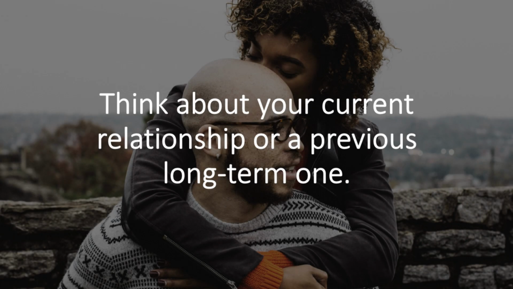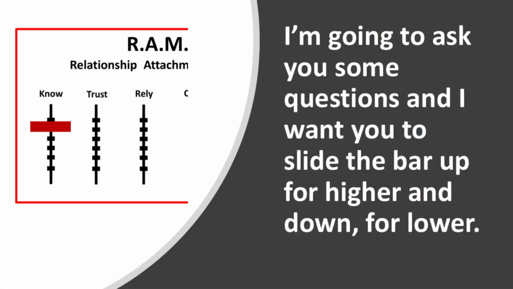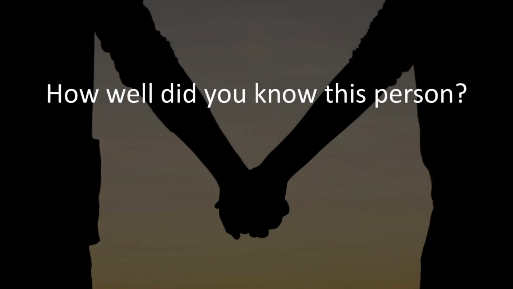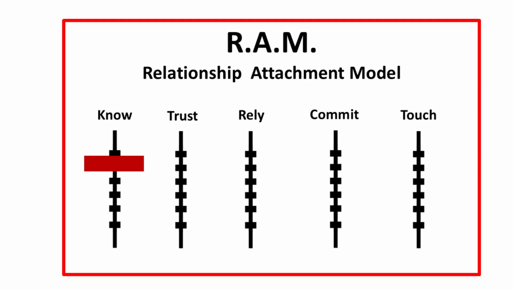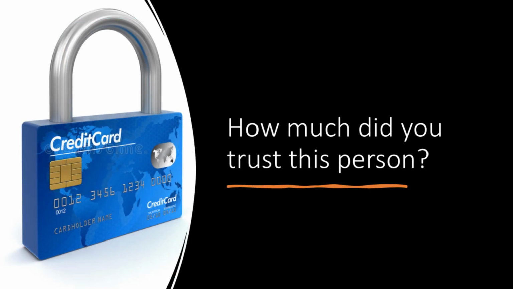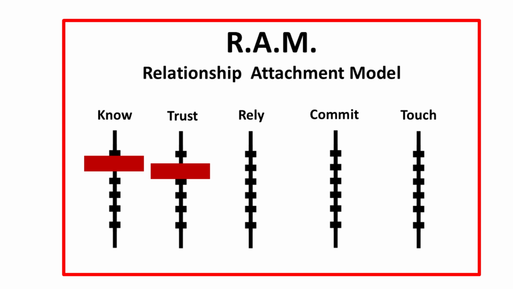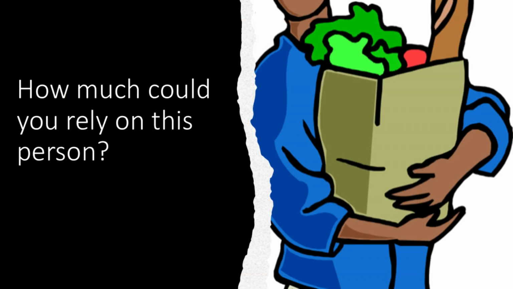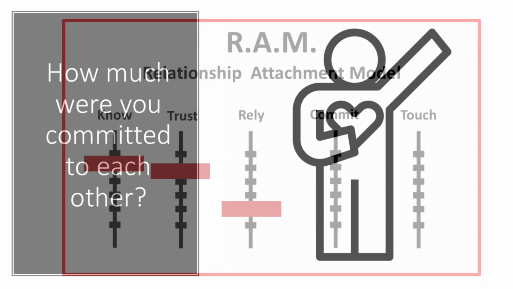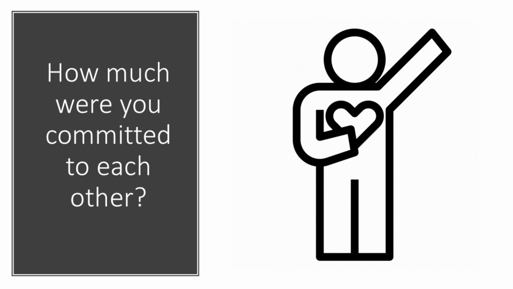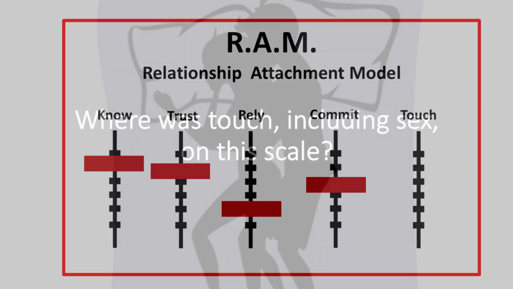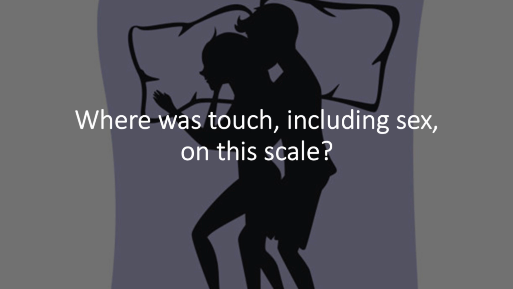Think about your current relationship or a previous long-term one. I'm going to ask you some questions, and I want you to slide the bar up for higher and down for lower. How well did you know this person? How much did you trust this person? How much could you rely on this person? How much were you committed to this person? Where was touch, including sex, on this scale?